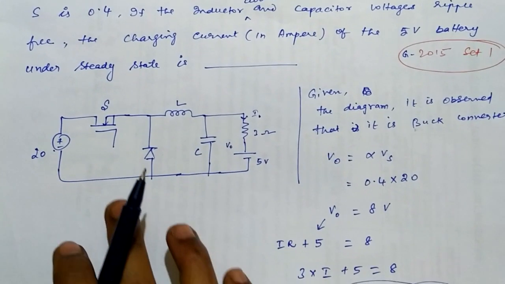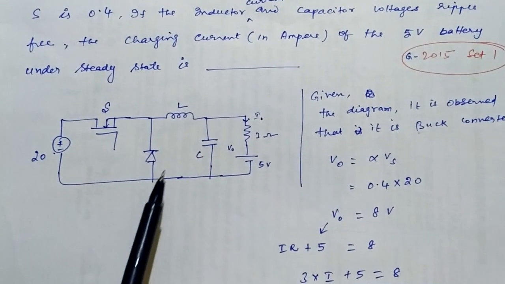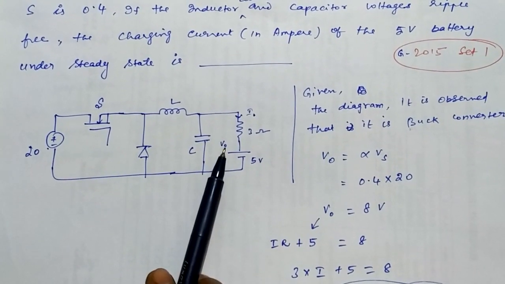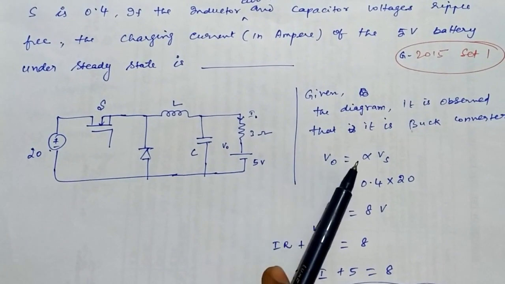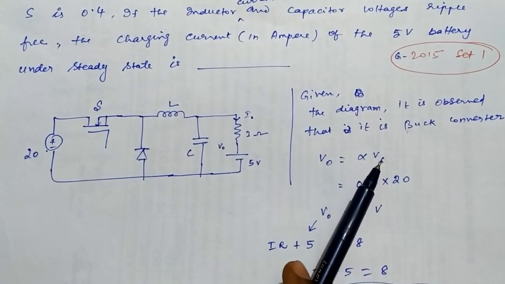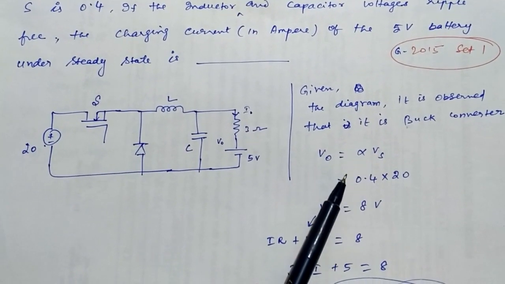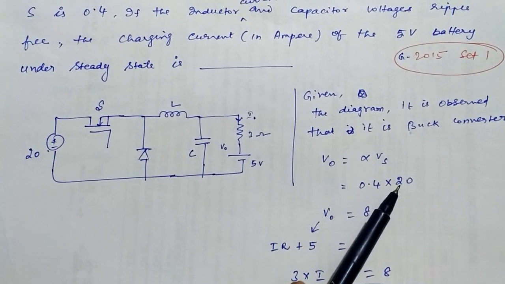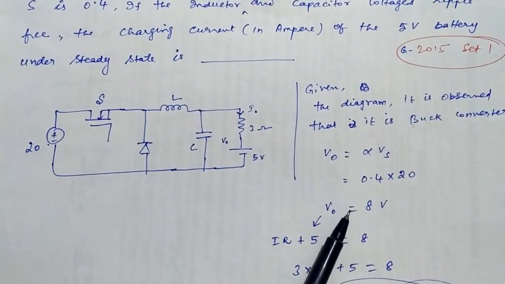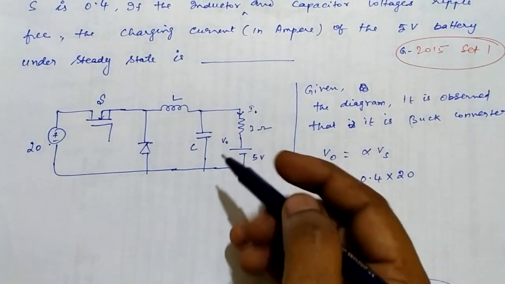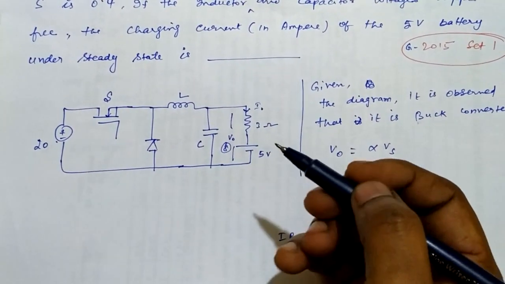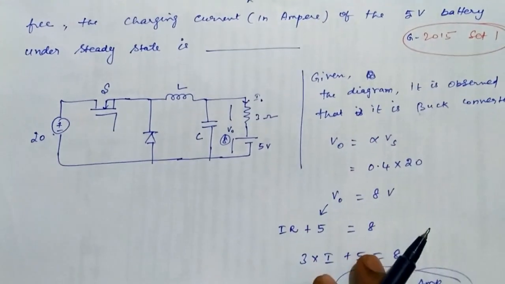From the given diagram we can observe that it is a buck converter. For the buck converter, output voltage is equal to duty ratio times Vs. It is given that duty ratio is 0.4 and the supply voltage is 20 volt. So output voltage is 8 volt. So this entire area we have 8 volt.